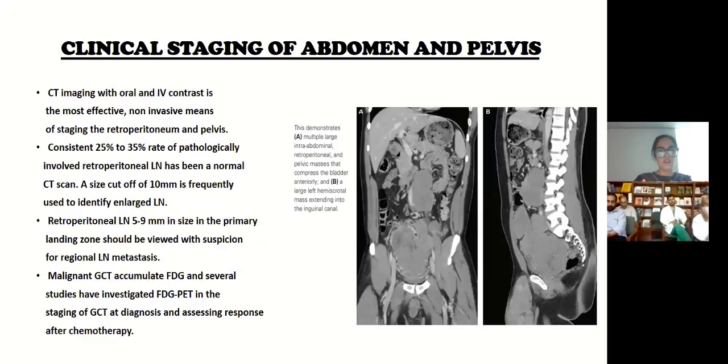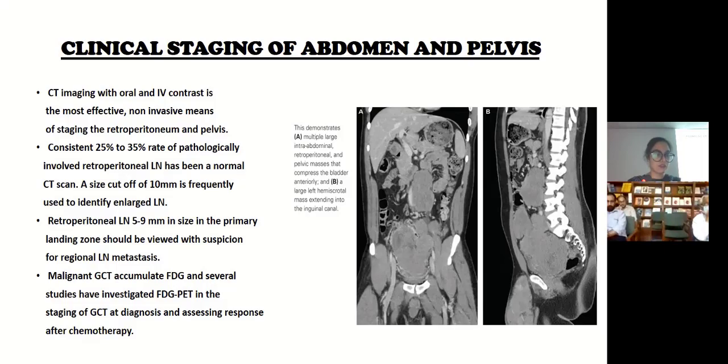The clinical staging of the abdomen and pelvis can be done easily by CT scan. CT imaging with oral and IV contrast is the most effective non-invasive means of staging the retroperitoneum and pelvis. There is a consistent 25 to 35% rate of pathologically involved retroperitoneal lymph nodes despite a normal CT scan. A size cutoff of 10 millimeters is frequently used to identify enlarged lymph nodes.